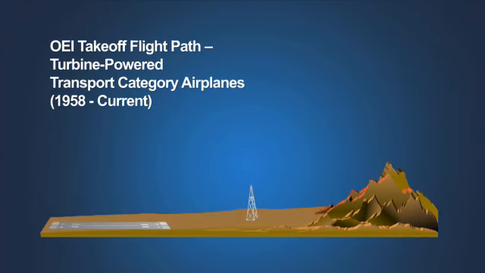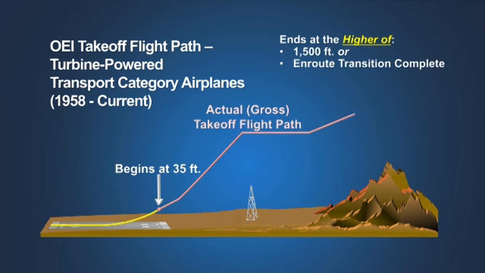Beginning in 1958, the certification rules defined a separate takeoff flight path that begins at 35 feet above the runway surface at the end of the takeoff distance. It is a one-engine-inoperative path that continues through each of the takeoff segments and ends when the airplane is at a height of 1,500 feet above the runway, or at the point at which the transition to the en route configuration is complete, whichever is higher.